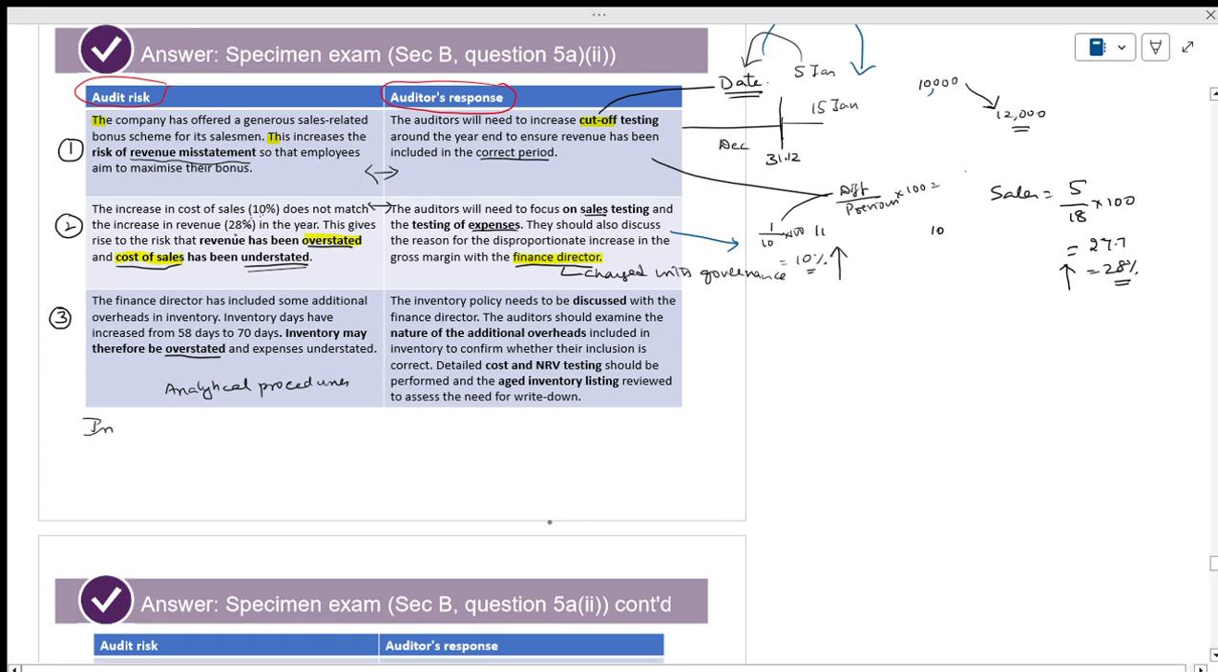When you have added to the inventory, what will happen? Inventory value will increase, whereas the expenses will decrease. Inventory has been overstated, and expenses have been understated. What is the response, what are you going to do in that case? The inventory policy needs to be discussed. The auditor should examine what the overheads are, whether they are related to inventory or not, and confirm whether the inclusion is correct.